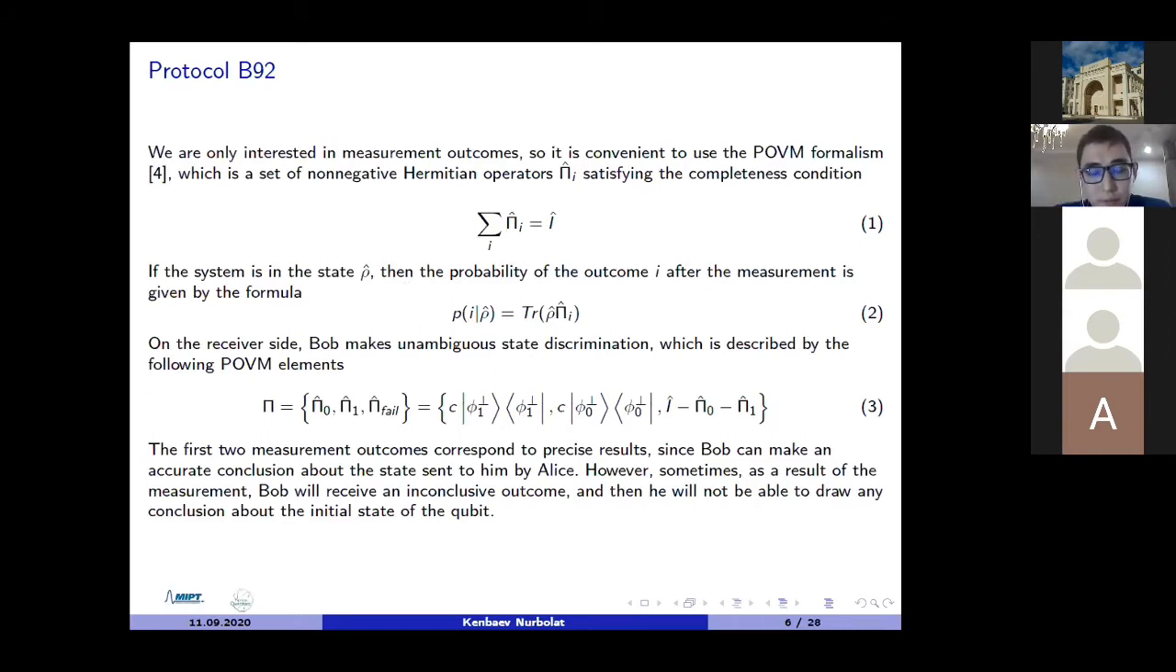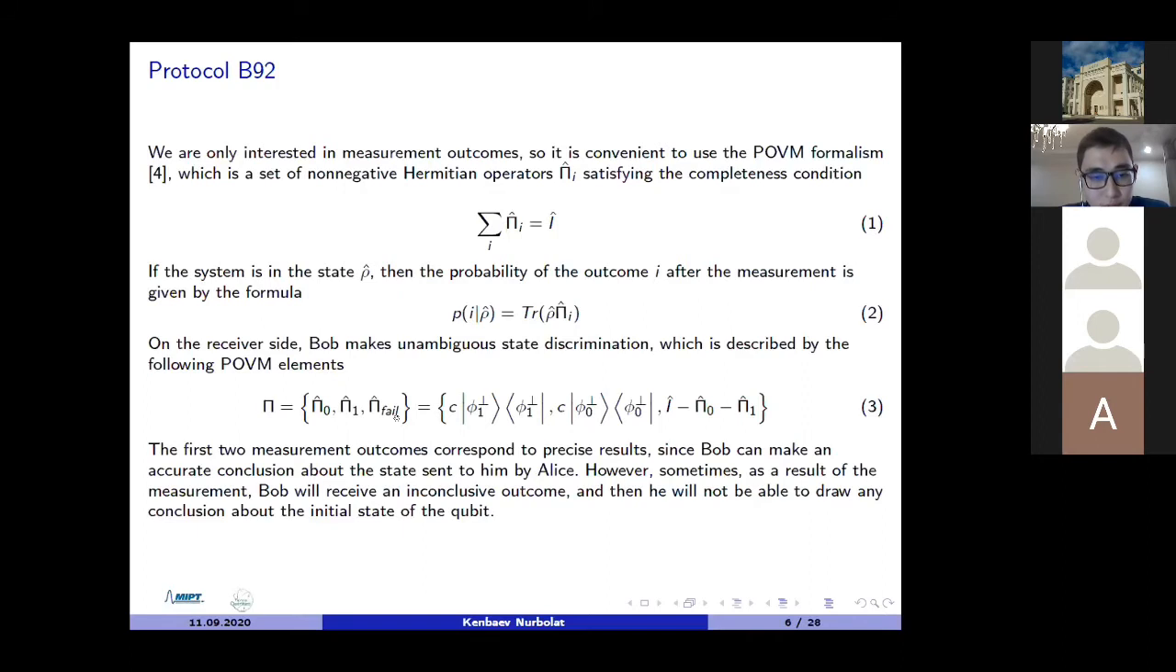As I mentioned above, Bob can't always distinguish between non-orthogonal states, phi0 and phi1. But Bob can make a measurement which sometimes will give him a correct answer and will never give him a wrong answer. Bob makes such an unambiguous discrimination. The first two outcomes correspond to precise results. For example, the outcome 0 corresponds to the state phi0 because the probability of the outcome 0 when Alice sent to Bob state phi1 is 0. Similarly, state phi0 doesn't give the outcome 1. In this way, the first two results correspond to the precise results.